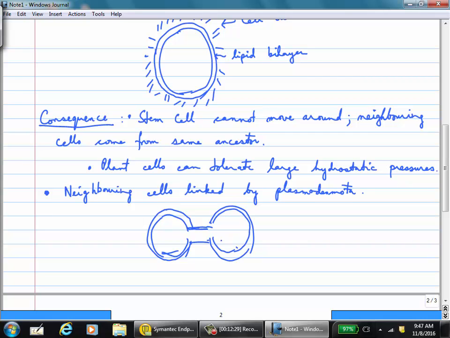Which means that if you want to push something from one cell to the other, you have a number of different routes. You can cross the plasma membrane, which would be the transmembrane transport, across the membrane; there are mechanisms for doing that. You could make use of the plasmodesmata, which is called symplastic transport. I will write these things down. So there will be symplastic transport.